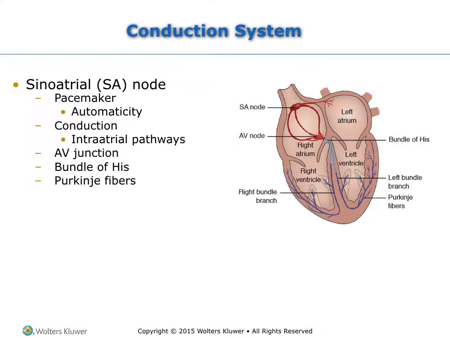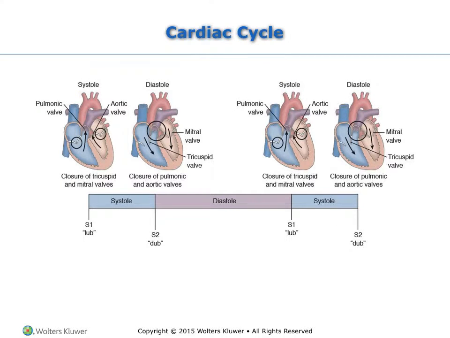Remember that the heart is a double pump system with two major divisions. The right side of the heart pumps the pulmonary circulation, and the left side of the heart pumps the systemic circulation. The cardiac cycle consists of systole and diastole. The first heart sound, which is known as S1, is the beginning of ventricular systole. Systole is the squeezing or the contracting of the heart, and the first heart sound is known as lub. Lub, or S1, is caused by the closure of the mitral and tricuspid valves.